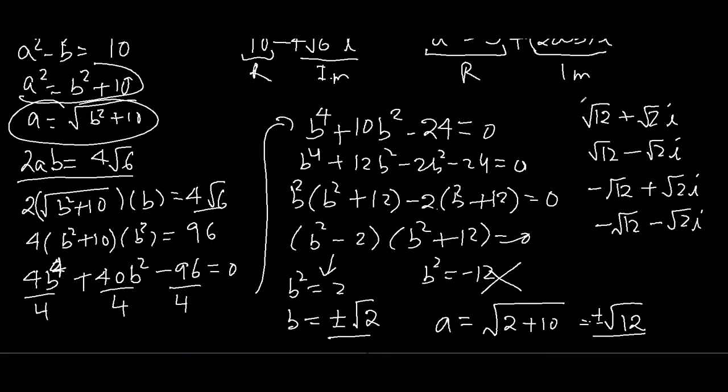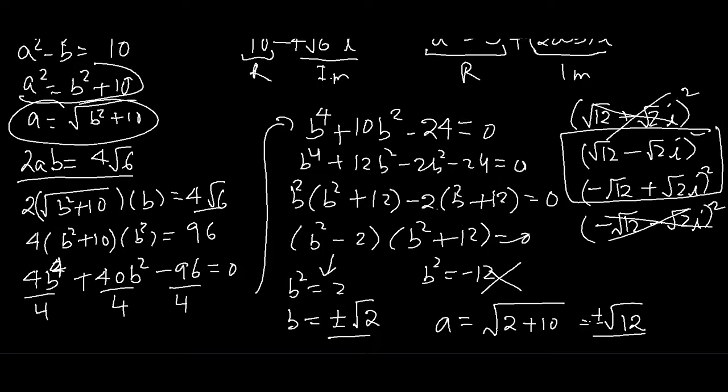We can put them one by one in our calculator and square, right? And see which one gives us 10 - 4√6 i, which is our question. And we'll see that this and this don't work, and these two are our final answer. So without squaring, write these as your answers.